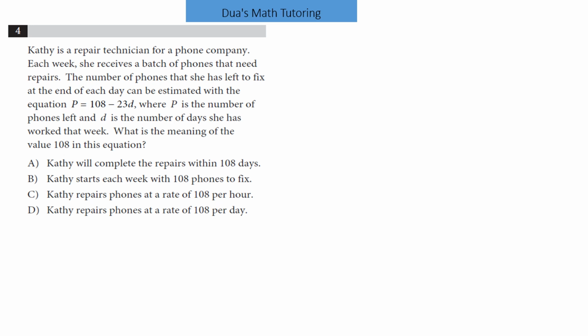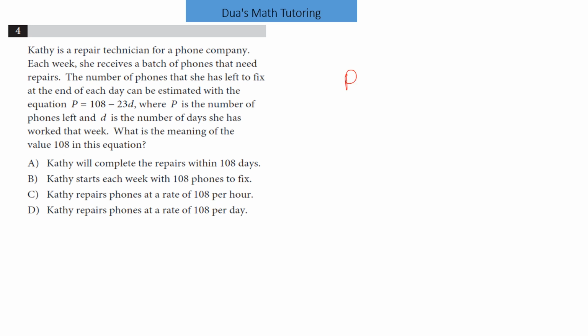The question is, Katie is a repair technician for a phone company. Each week she receives a batch of phones that needs repairs. The number of phones that she has left to fix at the end of each day can be estimated with the equation P equals 108 minus 23 times D, where P is the number of phones left and D is the number of days she has worked that week. What is the meaning of the value of 108 in this equation?